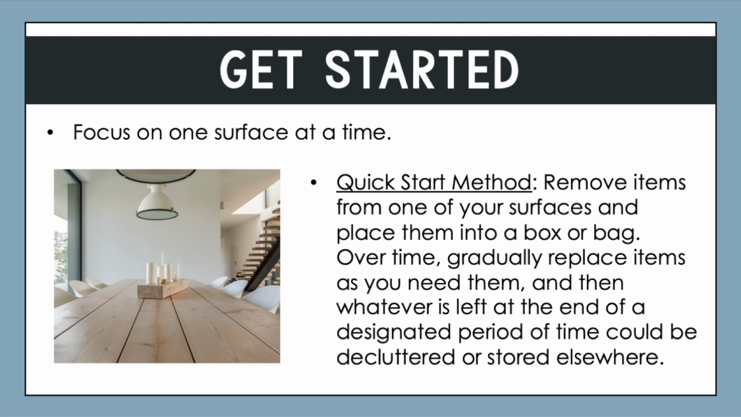The quick start method to make major progress on your surface right away would be to remove the items from one of your surfaces and then choose to place them in some sort of box or bag. You can, of course, return any essential items right away, but over time, only replace items as you need them so you can see what is needed and what actually wasn't. Let's say you use this process over the course of several weeks or a month.